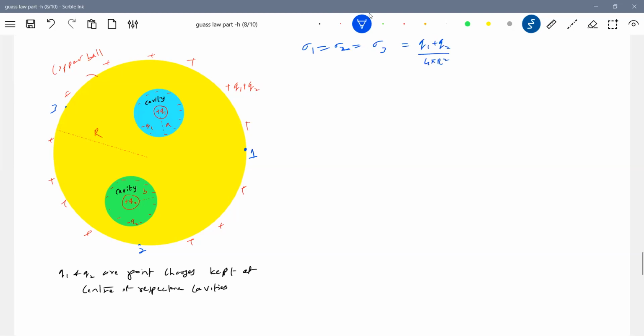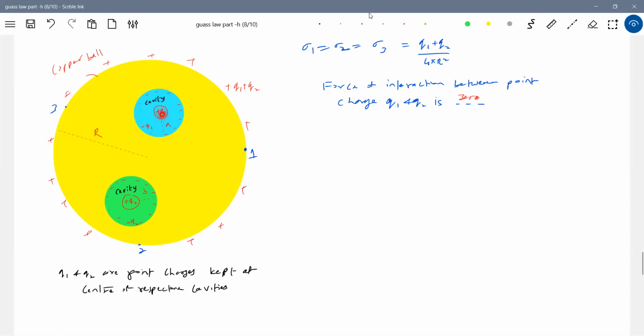No interaction. Then the force of interaction between the point charges Q1, Q2 is, so what shall I write? 0. No interaction. The cavities will not interact. Simple. But the point charge Q1 will interact with this cavity, with minus Q1 it will interact. This Q2 will interact with this minus Q2. But no interaction between them.